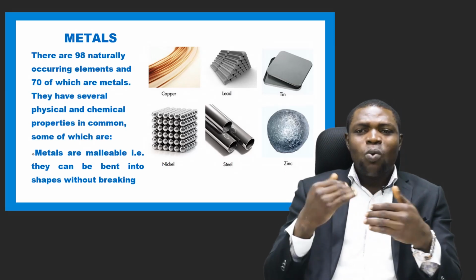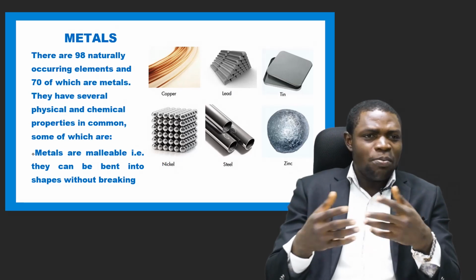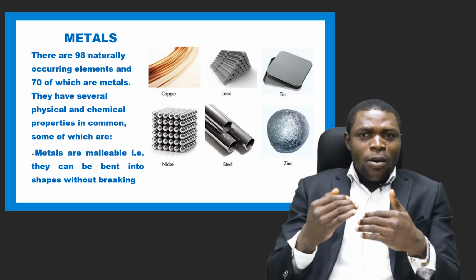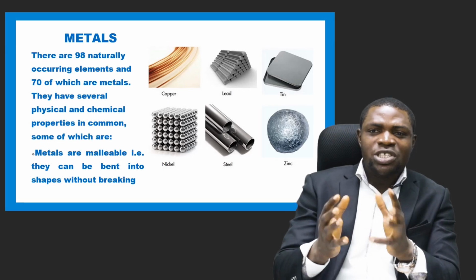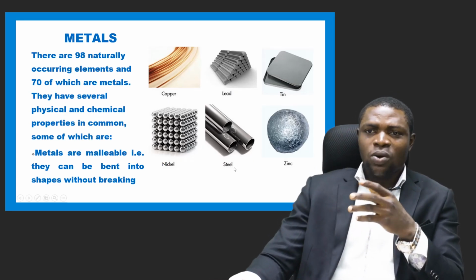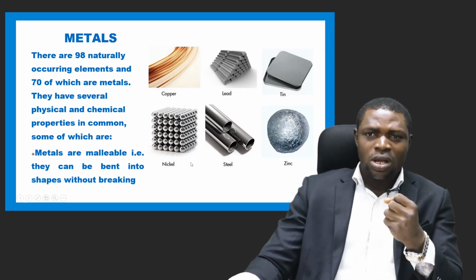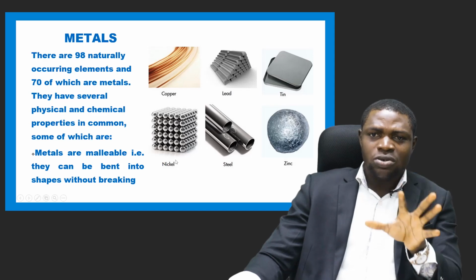Why are they malleable? They can be bent into different shapes without breaking. These are basically the physical properties. As you look at copper, look at lead, look at tin, look at nickel, look at steel, look at zinc, all of them are malleable. They are strong because this is their physical property.